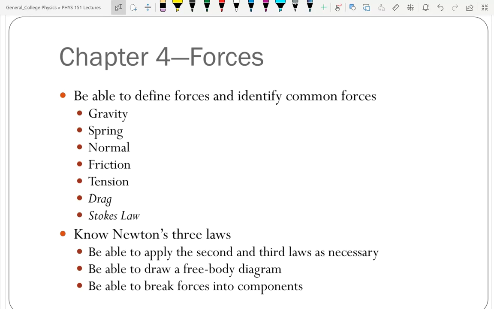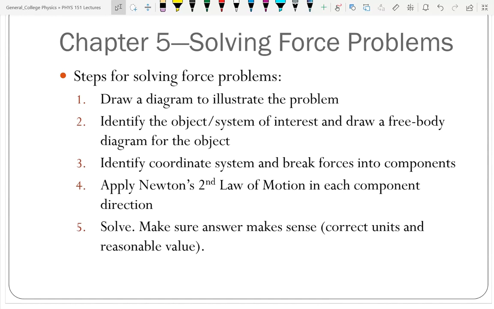Solving the equations, well, we've just gone through and looked at the steps to solving a Newton's 2nd law problem. But just one last look at the steps here. This is already posted on OneNote for you. You want to first draw your diagram to illustrate the problem, then identify what your object is you're interested in, draw a free body diagram for it, identify your coordinate system. If there's acceleration, choose so one coordinate direction is parallel to the acceleration. If there's no acceleration, then just choose the coordinates that are going to make it easier.